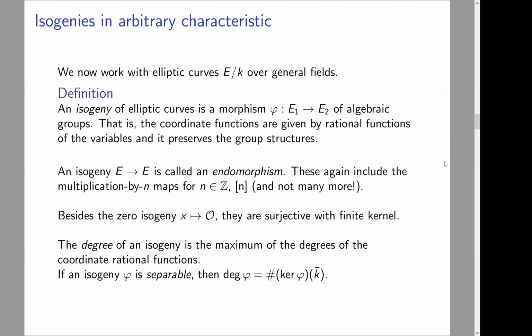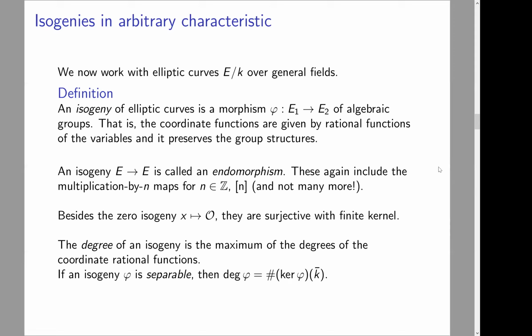And again, not many more. You don't expect in general to see many other endomorphisms besides those over general fields. In special cases, we will see that, in fact, there are more, but often you wouldn't expect to see many more. And once again, discounting the zero map that sends everything to identity, all of these maps are surjective with finite kernel.